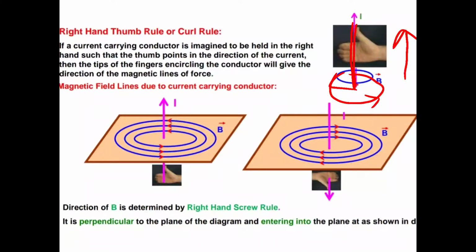And if this is a straight conductor and the direction of the current is downward, then the direction of the magnetic field will be clockwise. This you should know. So you can use the right hand thumb rule for a straight conductor through which current is passing to know the direction of the magnetic field, provided you know the direction of the current in it. So this is the right hand thumb rule.